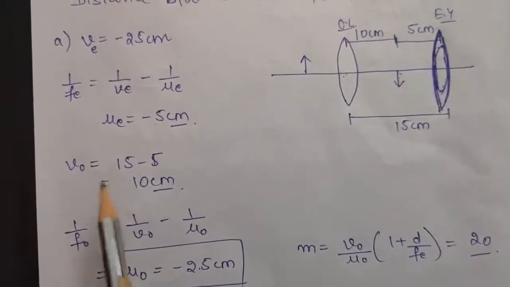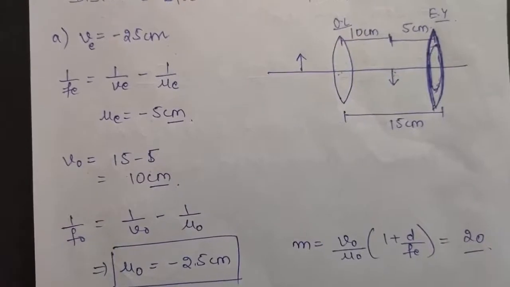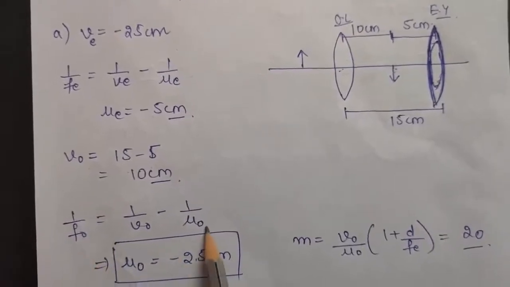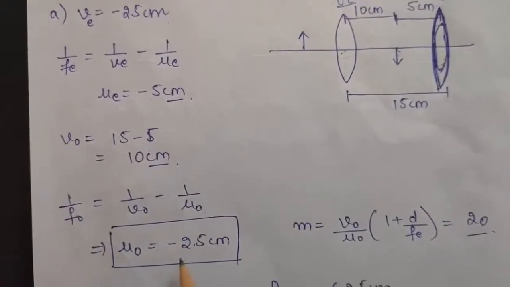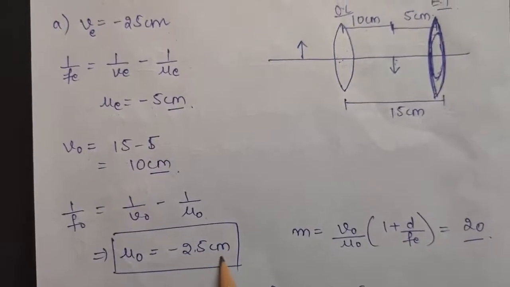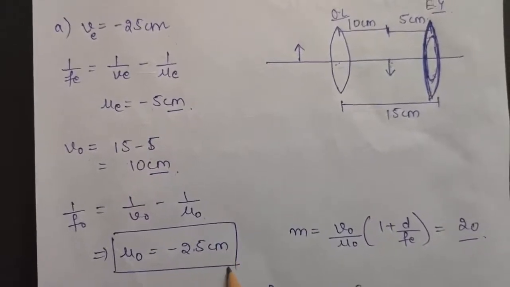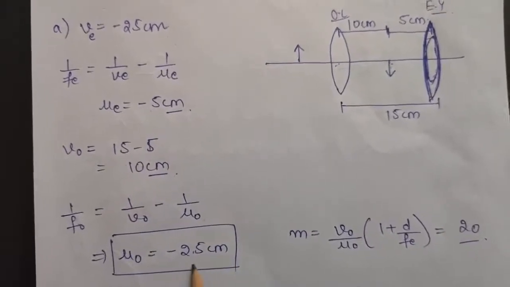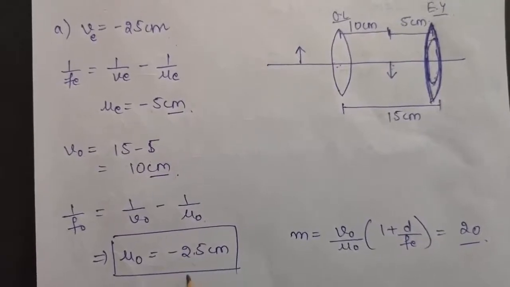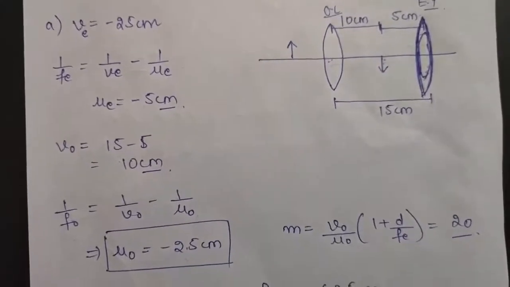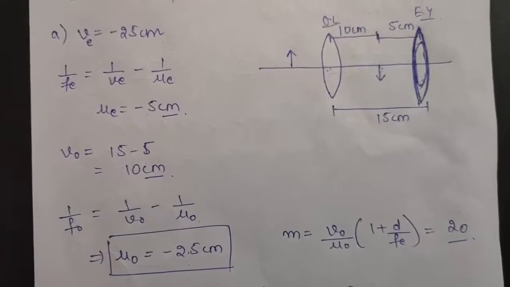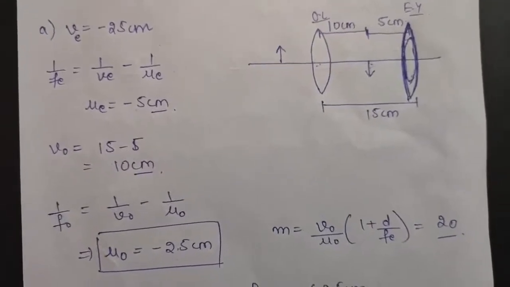Okay, so now you have V0, F0 is already given in the question. Again use the lens formula and calculate U0, that will come to be minus 2.5 centimeters. So easily the answer has come that this will be the position of the object for which your final image will be formed at the least distance of distinct vision.